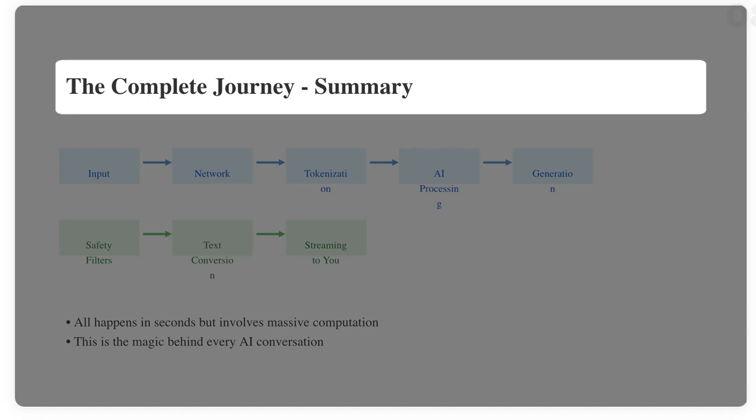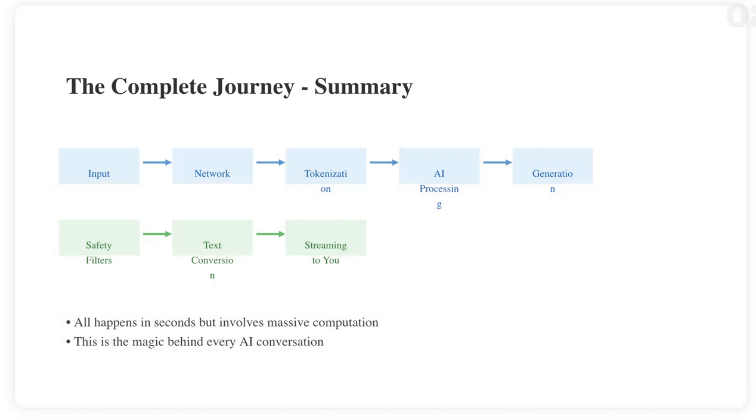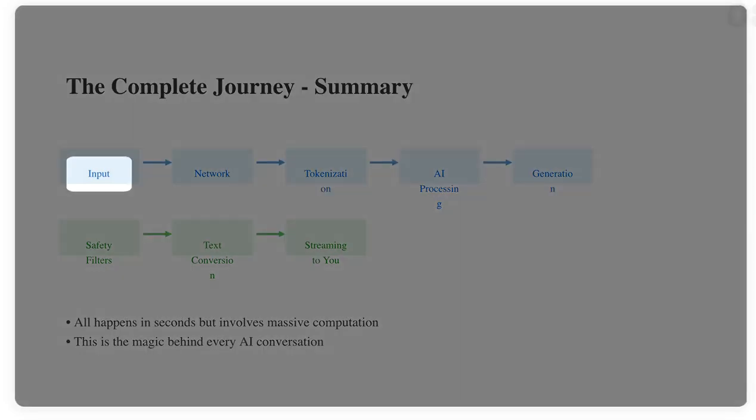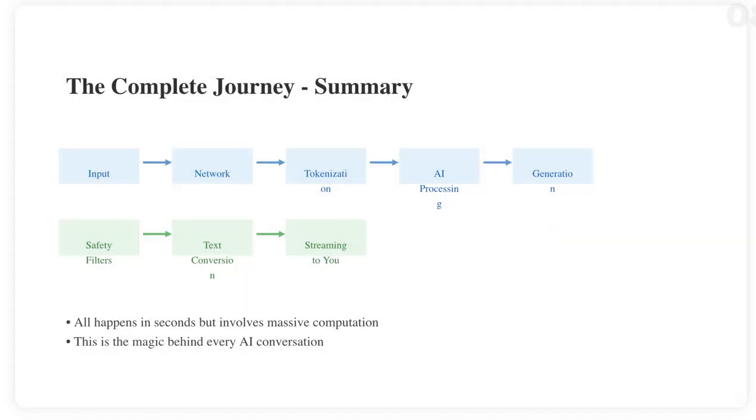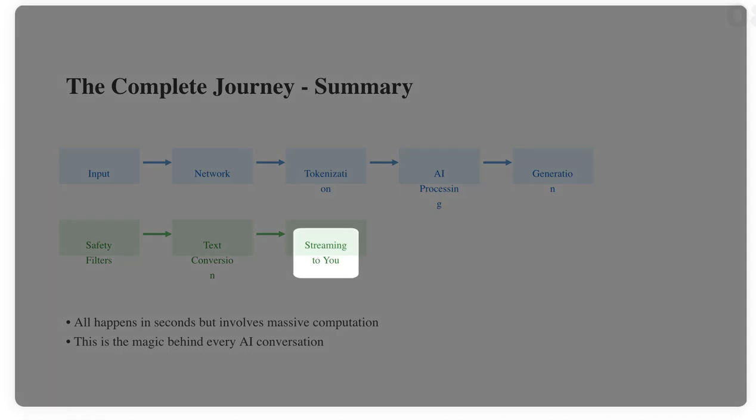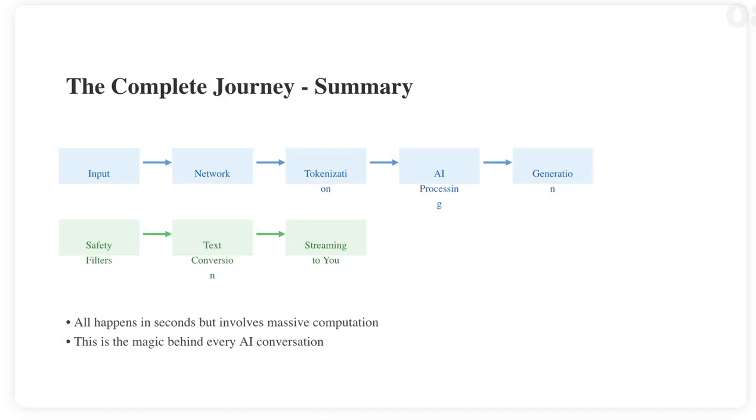As we wrap up today's session, let's summarize the complete journey we've covered, from your initial input all the way to the response arriving on your screen. We started with your input, which travels through the network to the cloud. Then, tokenization breaks your text into manageable pieces, and the neural network processes them to generate a response. After safety filters and text conversion, the response is streamed back to you. All this happens in seconds despite the massive computation involved. This intricate process is the magic behind every AI conversation.